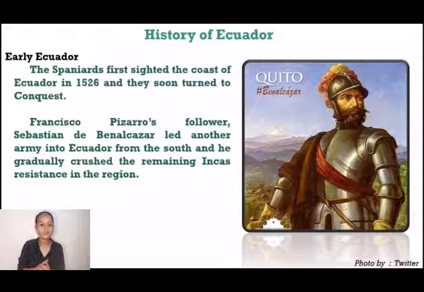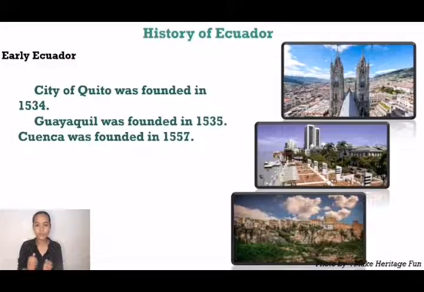Francisco Pizarro's follower, Sebastián de Benalcázar, led another army into Ecuador from the south, and he gradually crushed the remaining Incas' resistance in the region. In 1534, the Spaniards founded the city of Quito on the remains of a captured Inca city. Guayaquil was founded in 1535, and Cuenca was founded in 1557.